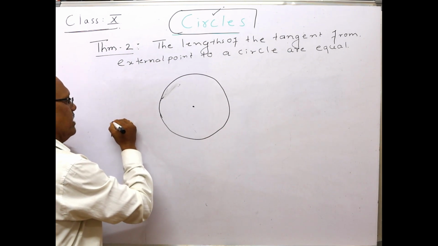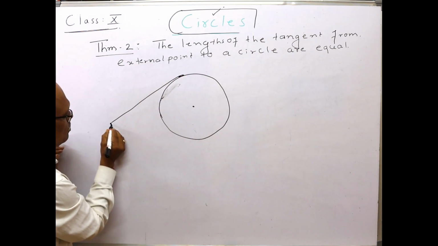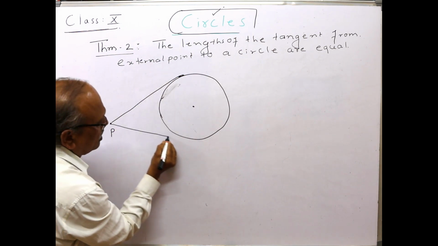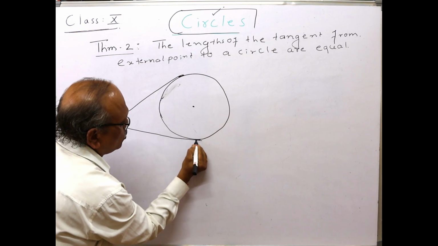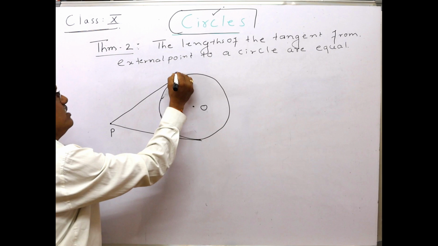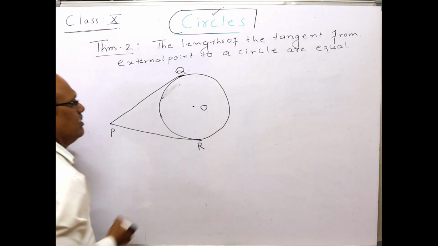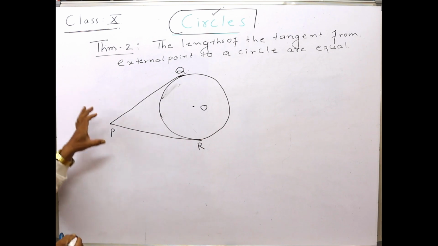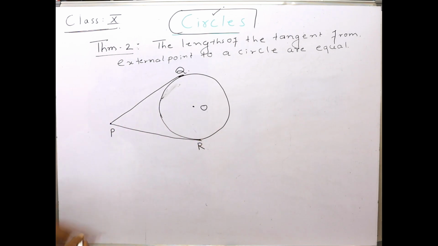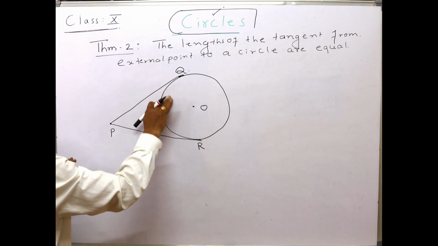Let me draw 2 tangents. One is PQ, and don't use a pen in your examination. Use a geometry box. O be the center of the circle. Let us call this one PQ, this one PR. 2 tangents can be drawn from an external point to a circle. This is what is given. The relevant diagram is drawn here.